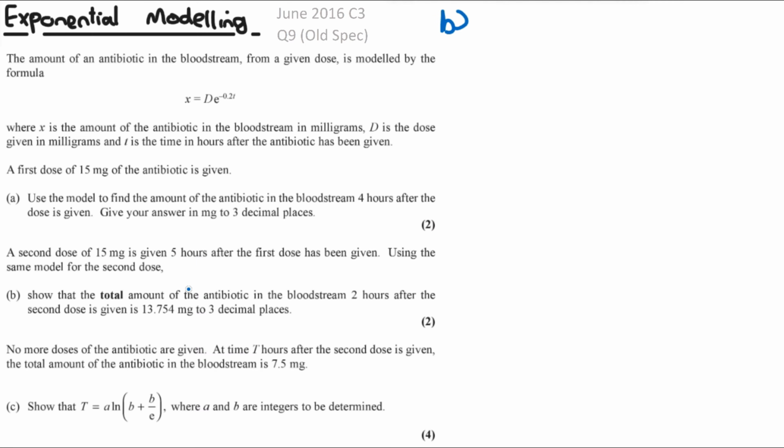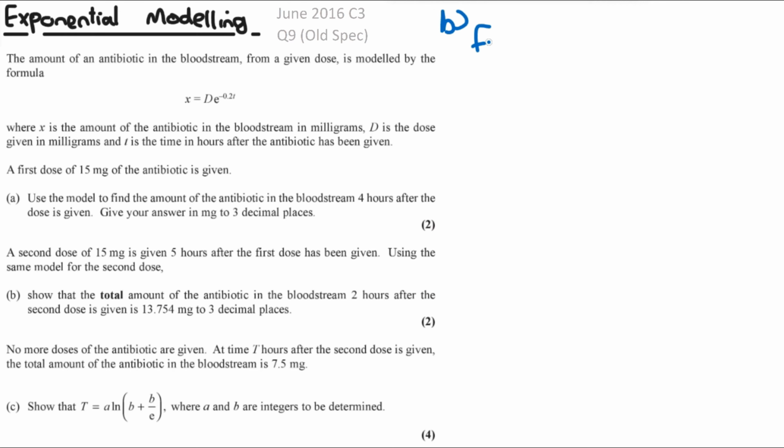So for part B, we're told that there's a second dose of also 15 milligrams that is given 5 hours after the first dose, and we need to show that the total amount in the bloodstream 2 hours after the second dose is this number to 3 decimal places. So there's a lot going on here. First of all, the second dose is given 5 hours after the first dose, and we need to find the total amount 2 hours after the second dose.